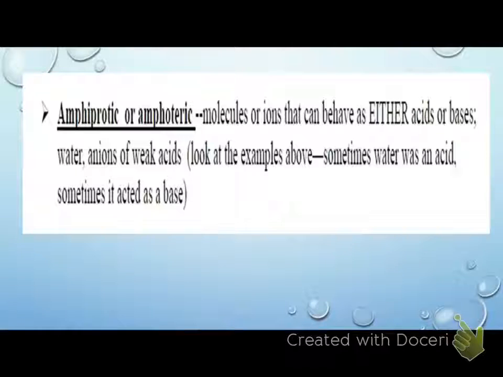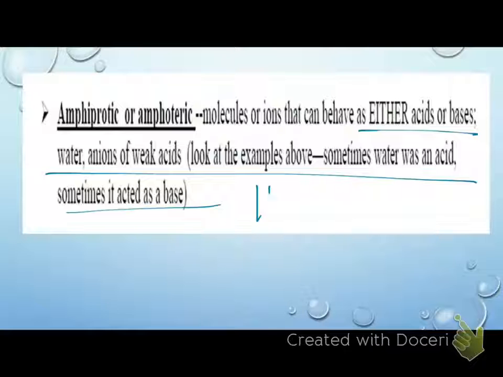There's amphiprotic or amphoteric, whichever way you want to say it, which describes molecules or ions that can either act as an acid or a base. Okay. Water is the biggest example of something that's amphoteric because it can act as an acid by donating, and then it becomes an OH on the other side, or it can act as a base by accepting, and then becomes the hydronium, H3O+.